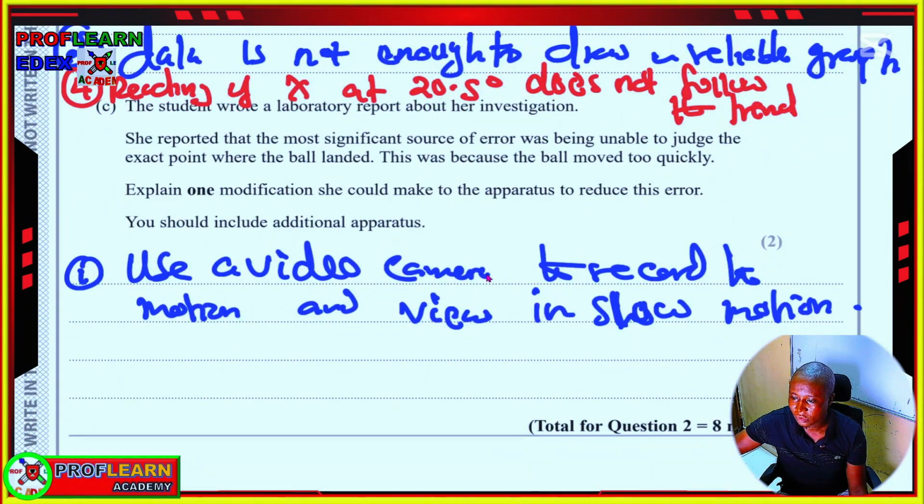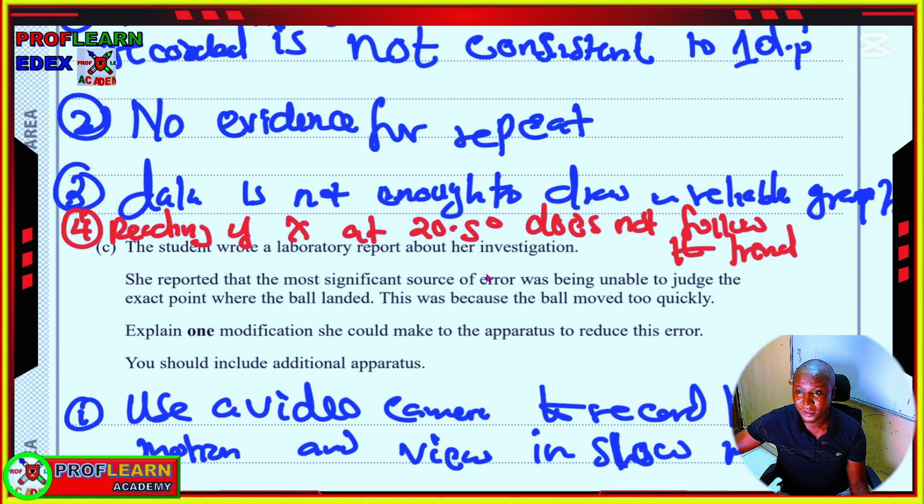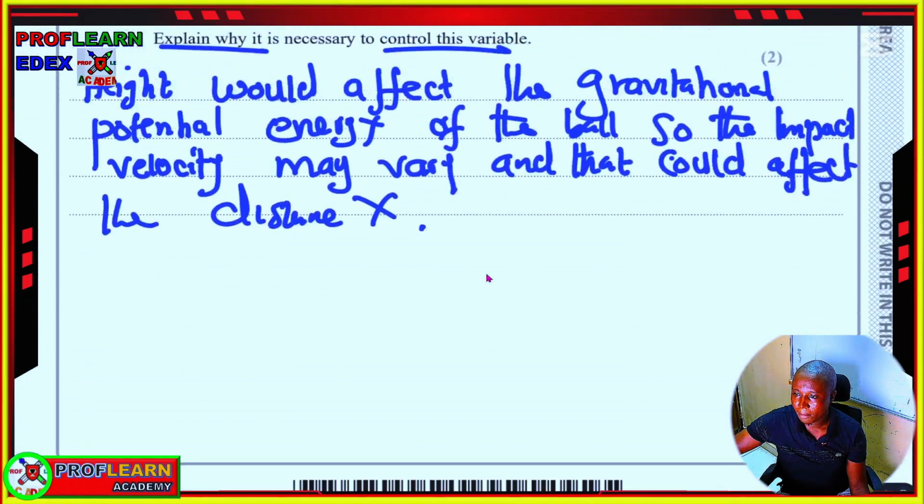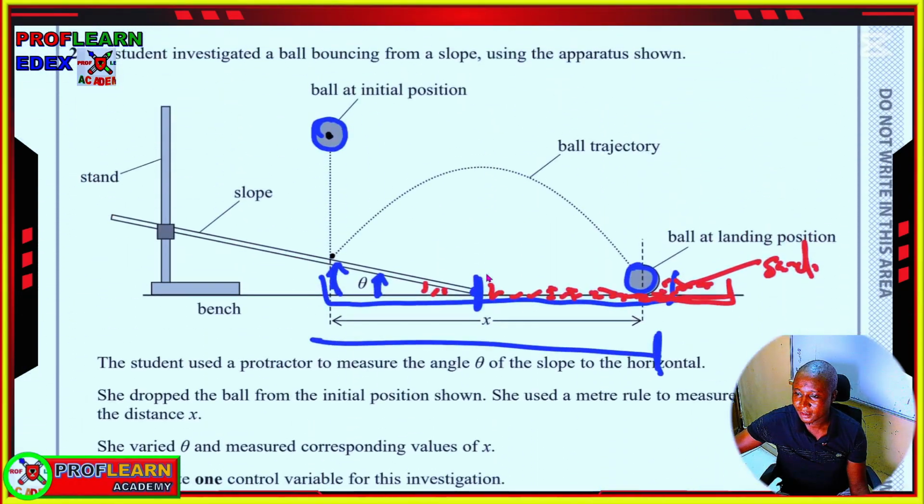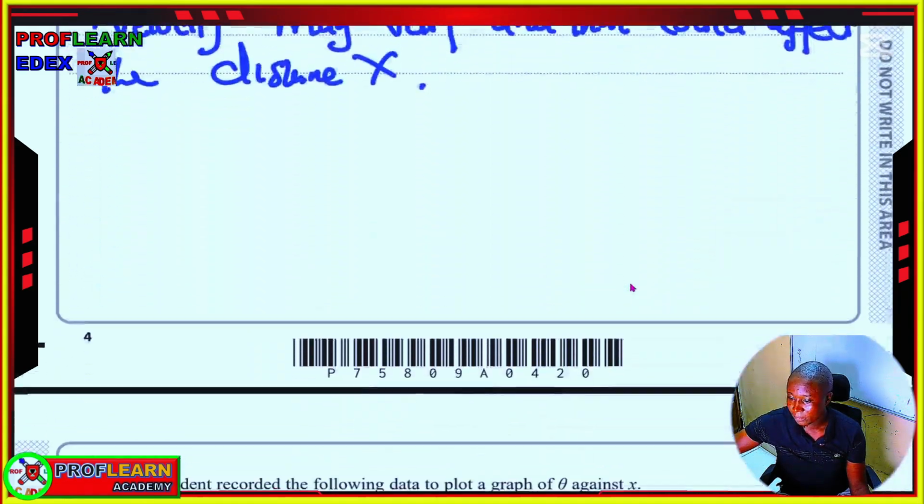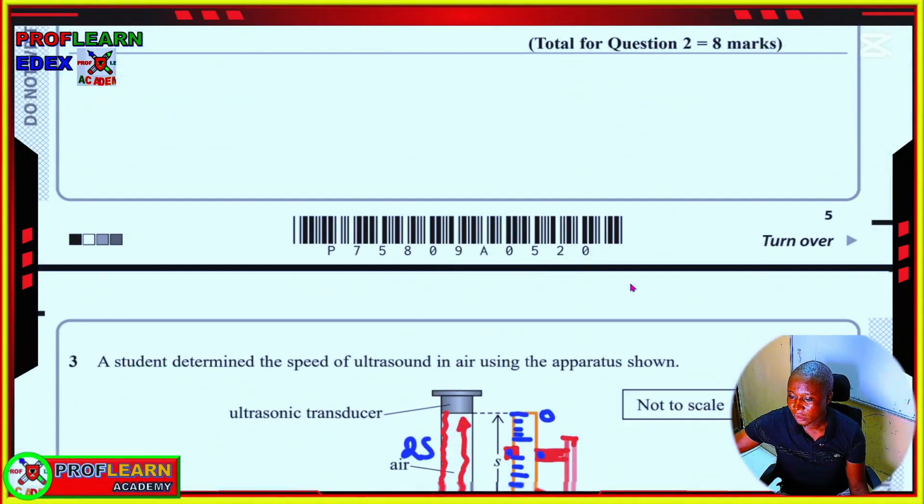Explain one modification to reduce the error. That's the one I mentioned regarding placing sand, or we can even use a camera to record in slow motion, so that you can see where the ball landed. So basically that's what you're going to look at whenever you are answering a question on that.